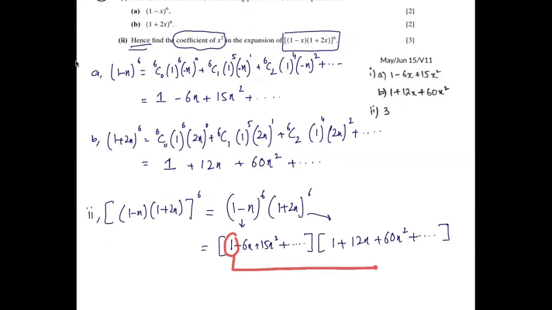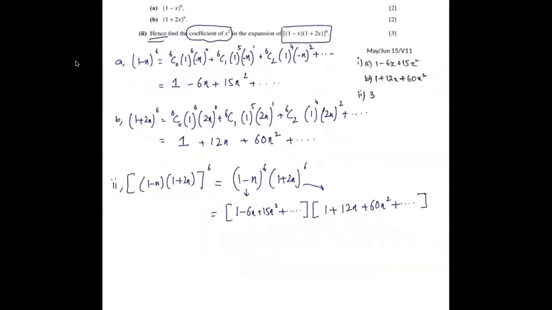So you can multiply 1 with 60x squared, and then minus 6x should be multiplied by the term in x, that is 12x. And 15x squared should be multiplied by 1, so that you only get the term in x squared. So to find the coefficient of x squared, I'm going to multiply 1 with 60x squared, I'm going to multiply minus 6x with 12x, and I'm going to multiply 15x squared with 1.